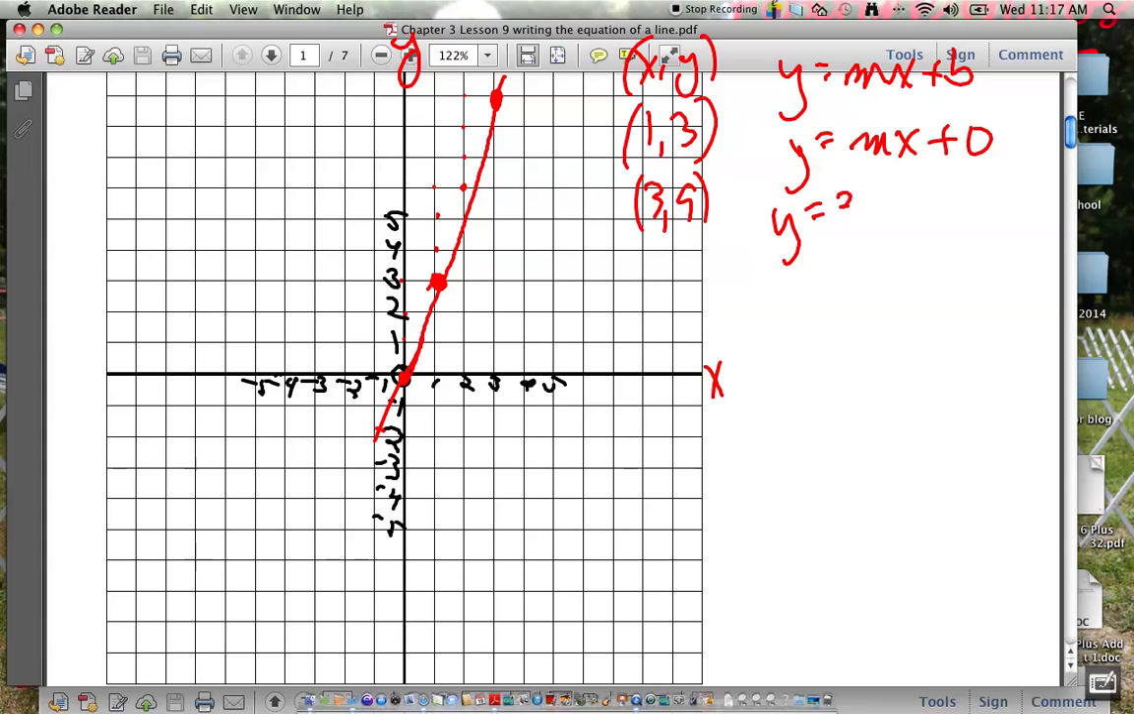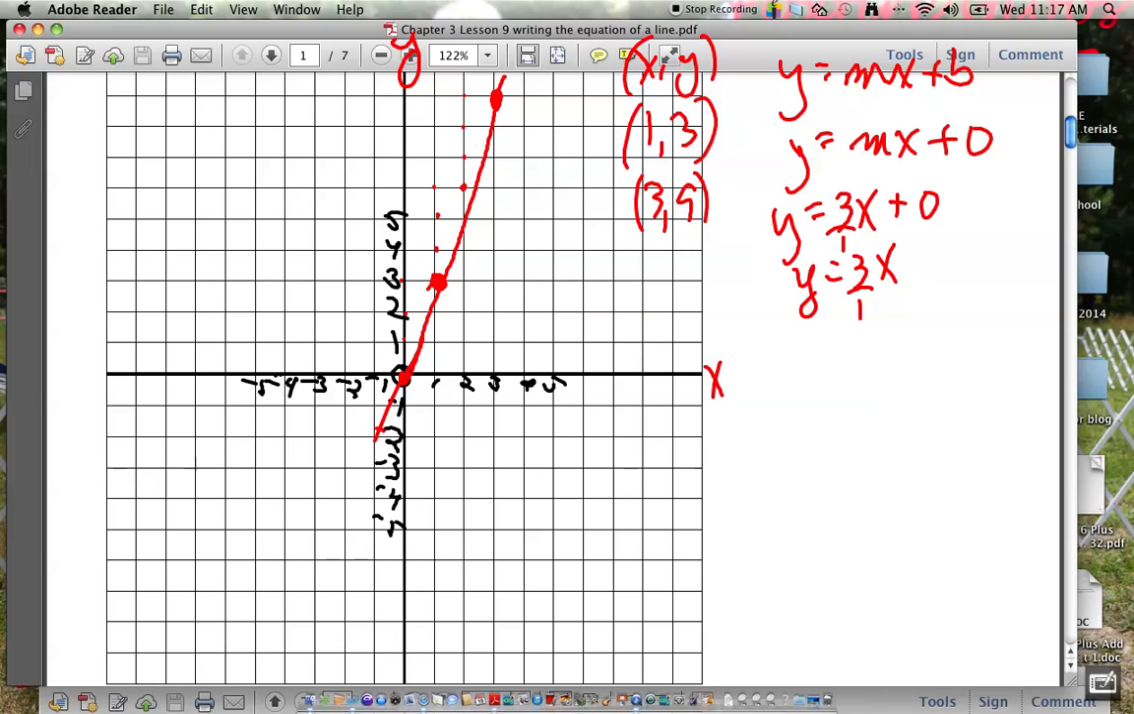So y equals 3x plus 0, and I don't need to write the plus 0. If you wanted to put the 3 over 1, you could do that. That would be fine. Okay? Now, that's one way to find the equation of a line: to graph it, and then go through the pieces of that graph step by step.